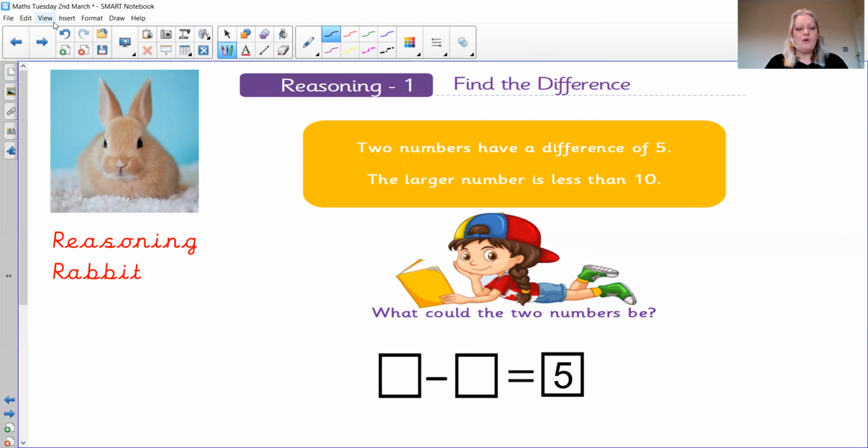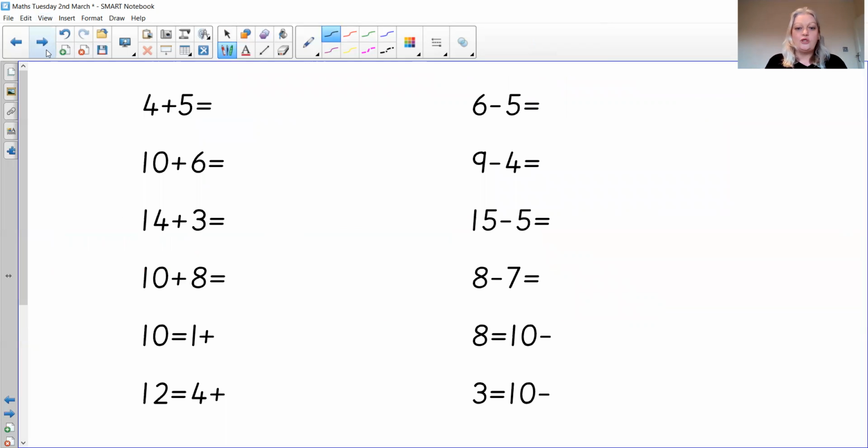And finally, pause there if you need to, but finally, if you want to do some more number calculations, you can do so, just there as an extra if you want them.